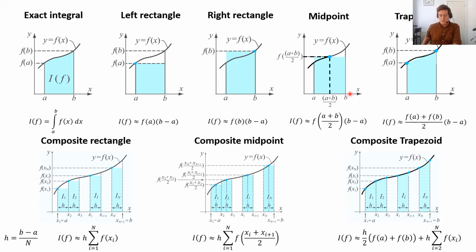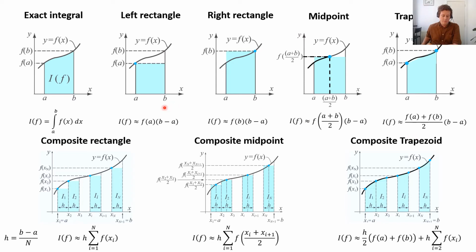The midpoint, which also results in a rectangle, but seems to attain a better accuracy, at least from a qualitative point of view on this graph here. And we'll try to make this a bit more quantitative in a few minutes. And we've also seen the trapezoid, where we draw a line between f(a) and f(b), and then we can use that to compute the area of this trapezoid using this formula.